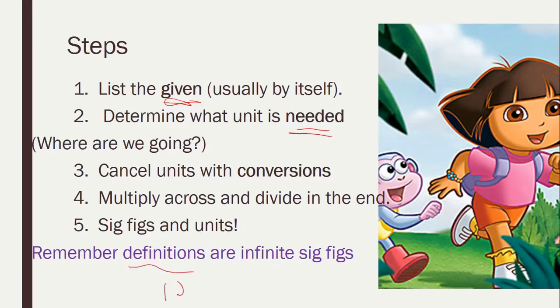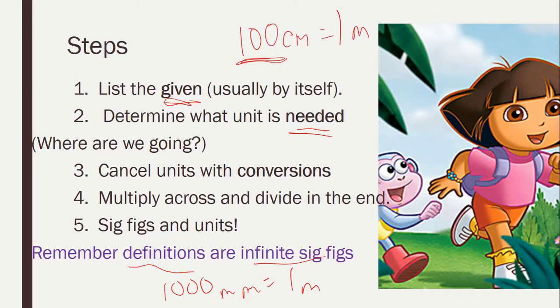But let's remember definitions. Like 1,000 millimeters equals 1 meter. That's a definition, so that's not one significant digit. We consider those infinite significant figures. So any of those, 100 centimeters equals 1 meter, is not considered one significant figure. We consider that infinite because it's a definition.